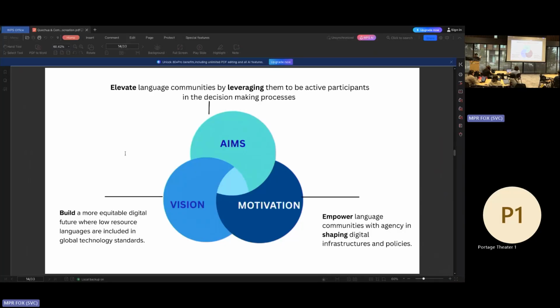A sort of summary of our aims, vision, and motivation. For this specific project, my aims were to elevate language communities by involving them as active participants in the decision-making processes to decide what specific terminology is the one that we are going to use to be part of, let's say, developing STEM curricula.